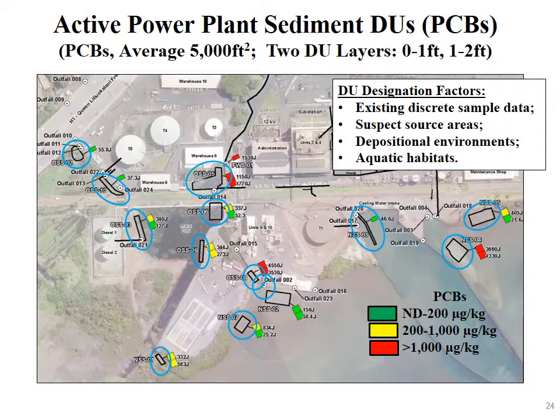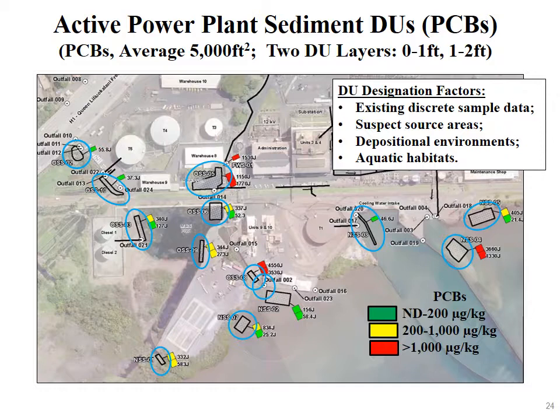So in this case, the consultant reviewed the existing discrete sample data, looked at suspect source areas, depositional environments, and aquatic habitats, and designated, I think, 10 or 15 decision units based on these characteristics within the streams passing through the power plant and in the discharge areas and depositional areas. They split the sediment into 2 layers at each one of these DUs, 0 to 1 foot and 1 to 2 foot. Again, some of that was based on existing discrete sample data, and some of it was just based on site history and the desired resolution of the investigation.